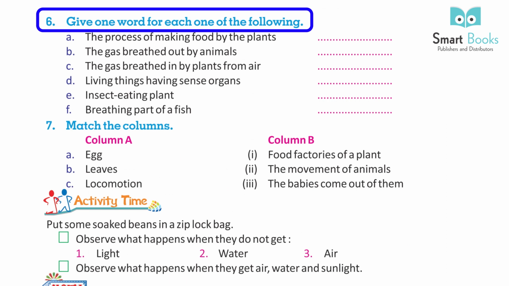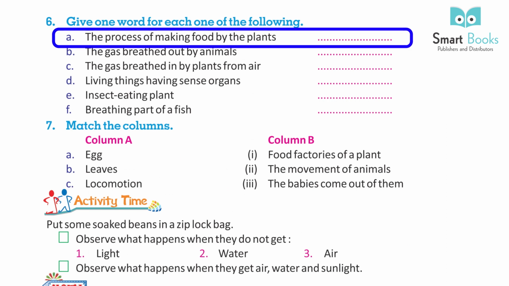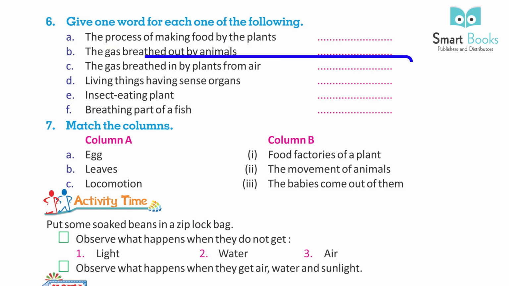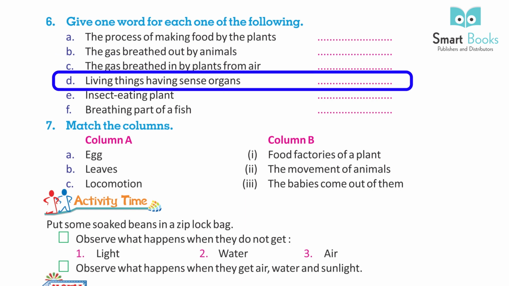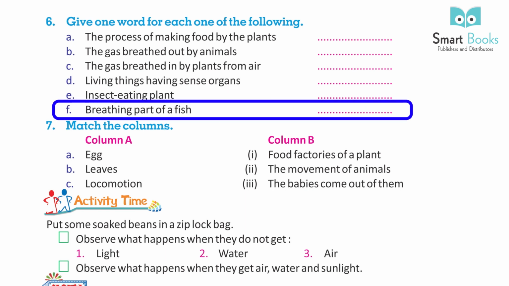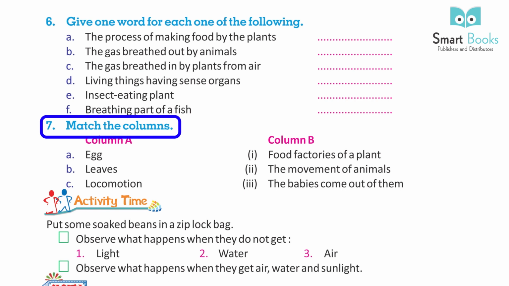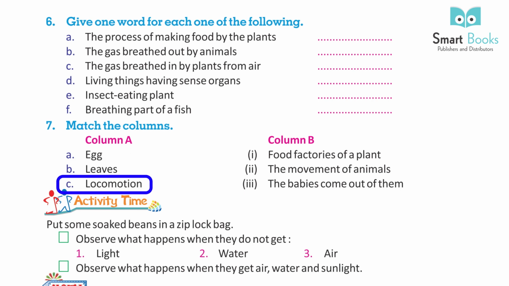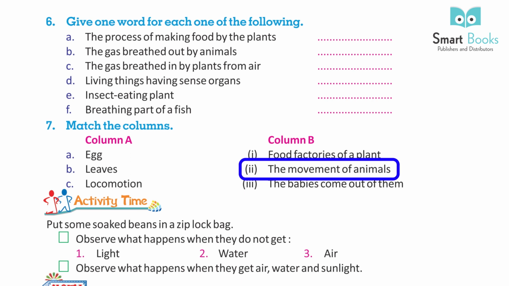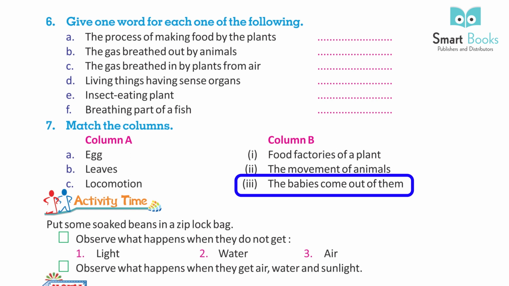6. Give one word for each one of the following. A. The process of making food by the plants. B. The gas breathed out by animals. C. The gas breathed in by plants from air. D. Living things that have sense organs. E. Insect eating plants. F. Breathing part of a fish. 7. Match the columns. Column A: A. Egg, B. Leaves, C. Locomotion. Column B: 1. Food factories of a plant. 2. The movement of animals. 3. The babies come out of them.